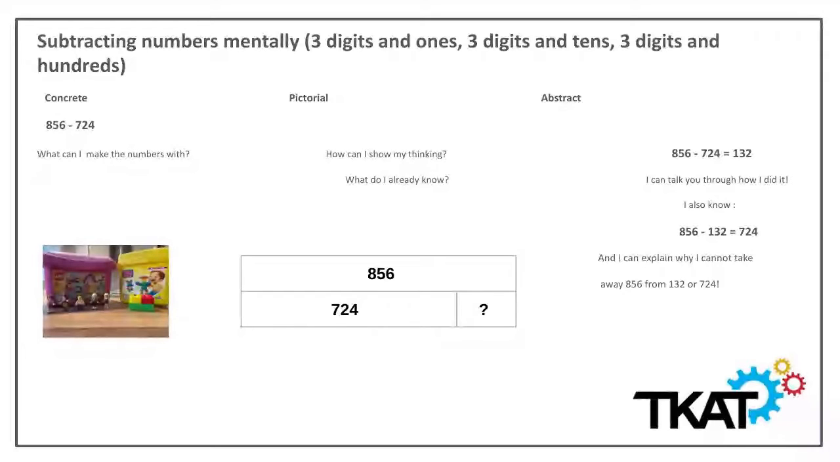The children will know that to find the answer, the largest number must come first, and then the small number is the one to be subtracted. The pictorial example in the middle of the screen shows you a part-whole model. The whole is the 856, and one of the parts is 724. Once the children have found the other part, they will have found the answer.